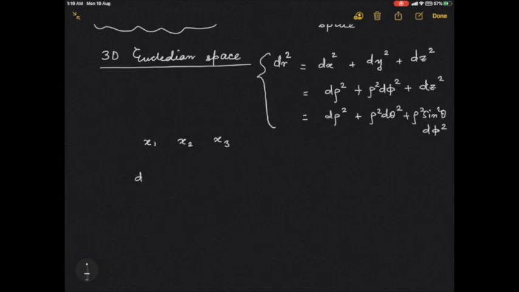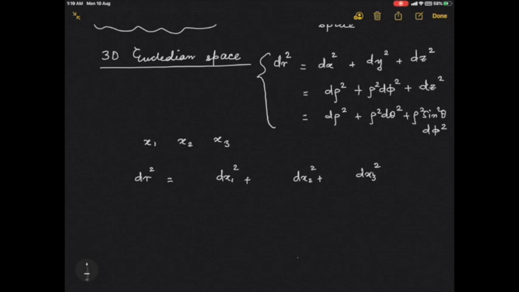So this dr square will then just be dx1 square, dx2 square, and there will be a part coming from dx3 square. Okay.